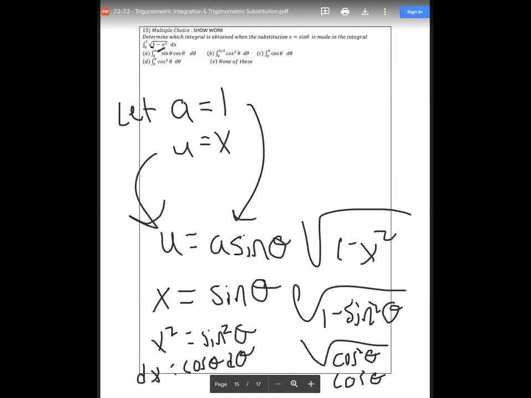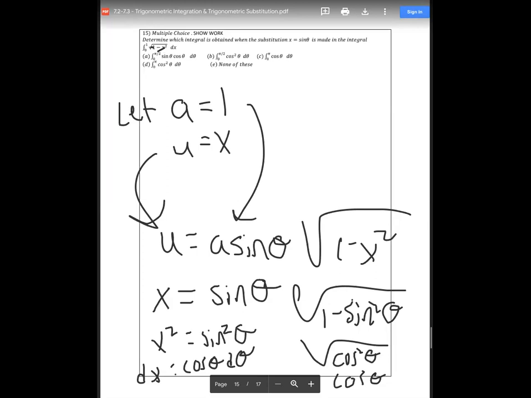Okay, so I'm going to show you guys how to do the bounds. Actually, let me do the bounds first. Our original bounds: the lower bound is 0, and the upper bound is 1, right? That's when we're dealing with x's, but we're dealing with theta in this problem. So we'll use x is equal to sine of theta to tell us what theta is. When x is equal to 0, sine of theta will have a certain value, and when x is equal to 1, sine of theta will have a certain value.